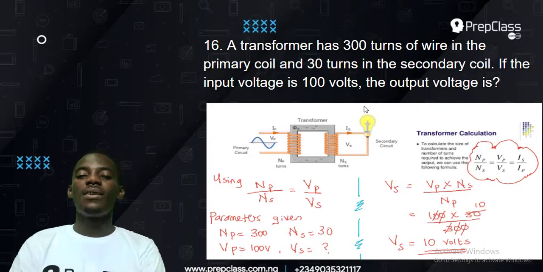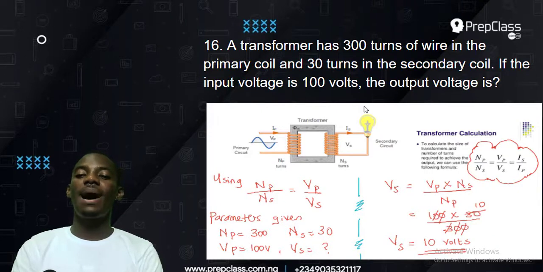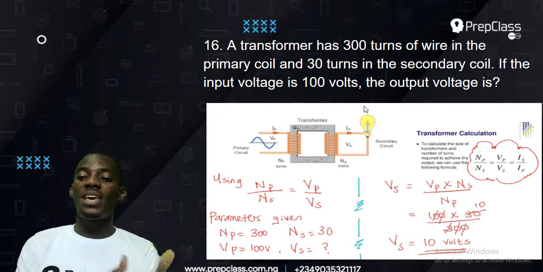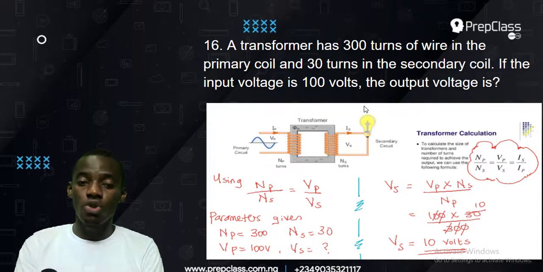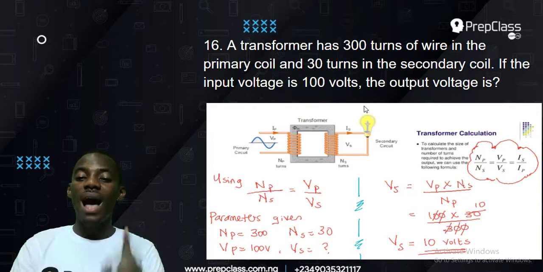Now let's apply that. The formula relates turns, that's N, and voltage. So I'll just use the formula NP over NS equals VP over VS. I will not use IS over IP because the question never asks about current. If the question asks about current, I can use N and I or V and I, depending on what the question asks me to do. This question is asking about turns and voltage, so that means I'll be using those.